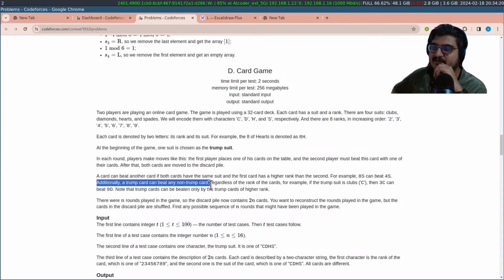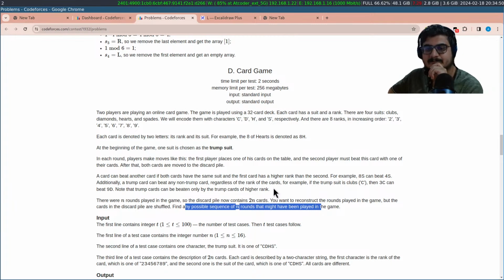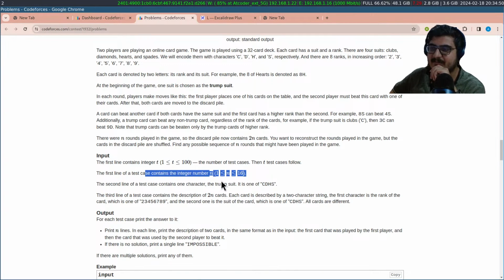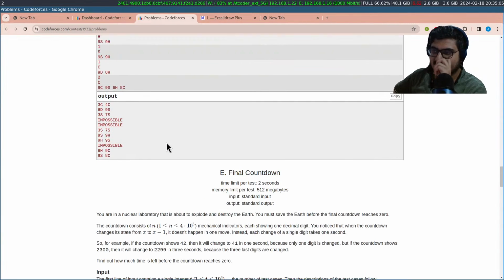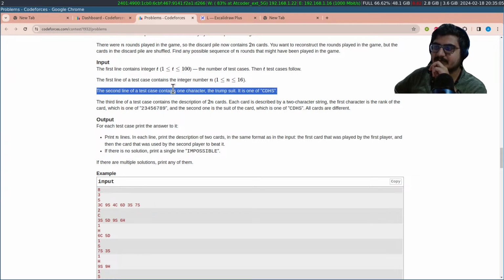Additionally, a trump card can beat any non-trump card regardless of the rank or suit. For example, if the trump suit is clubs, then 3C can beat 9D. Note that a trump card can be beaten only by a trump card of higher rank. There are n rounds played in the game, so the discard pile now has 2n cards. You have to reconstruct the rounds played in the game, but the cards in the discard pile are shuffled. Find any possible sequence of n moves that might have been played in the game. So there are some number of test cases, and then we have 2n cards. If it's impossible to find a pairing over here, then you should print impossible. Otherwise, you can print any of the existing solutions. You are also given the trump suit.